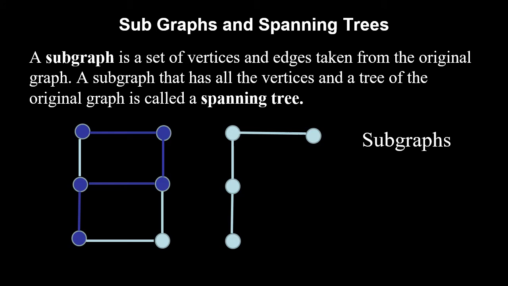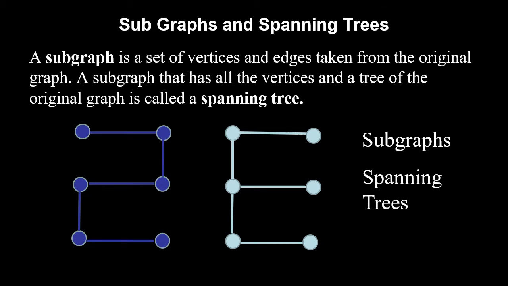Now, if a subgraph has all the vertices of the original graph and is a tree at the same time, we call it a spanning tree. So let's see examples of spanning trees. That's one example. Another example. So these are examples of spanning trees, and we can find many spanning trees.